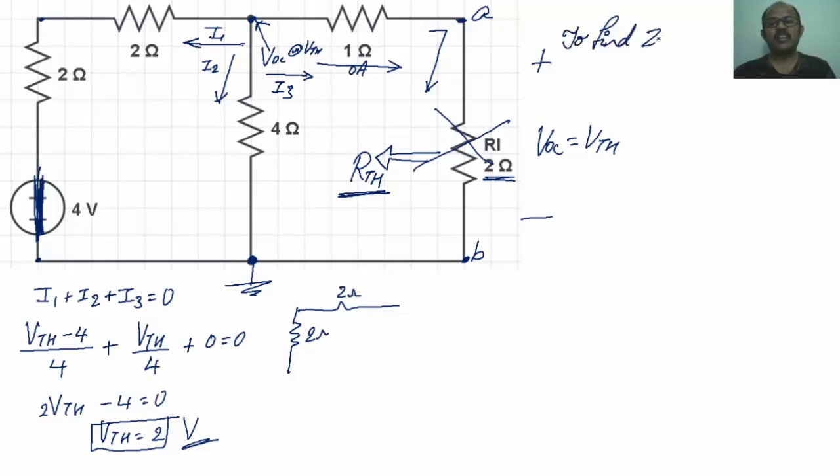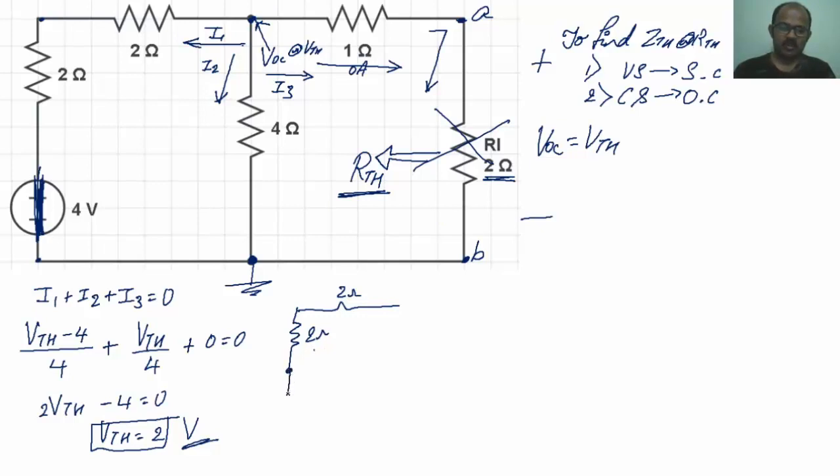So to find the Thevenin impedance, nothing but ZTH or RTH, the first step is to make sure all the voltage sources are replaced by a short circuit, and the second is, if you have a current source, make sure you open circuit it, and then calculate the equivalent impedance. Able to follow? Next, the voltage source I am going to replace by a short circuit.